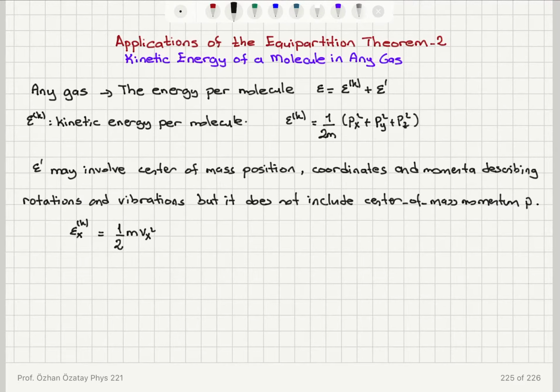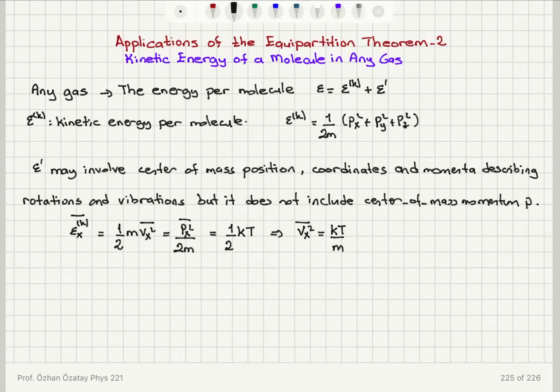So looking at epsilon x in the kinetic energy, I have 1 over 2m Vx squared. So when I take its mean value, it's going to be 1 over 2m times the mean value of Vx squared, which is the mean value of px squared divided by 2m. 2m is just a constant. So according to the equipartition theorem, this is supposed to give me 1 over 2 kT. So I can see that the mean value of Vx squared should be kT divided by m.